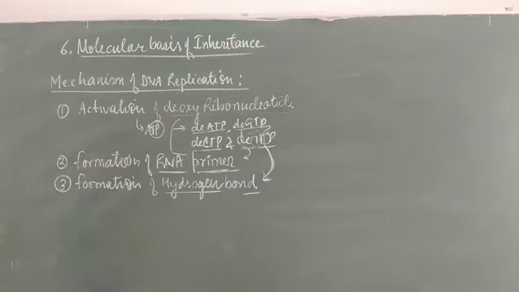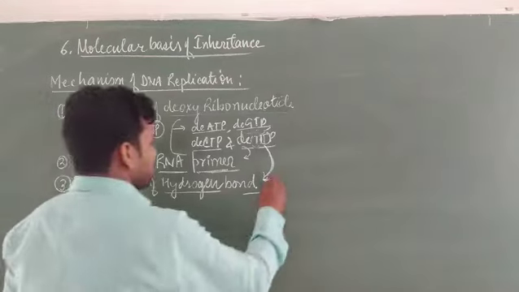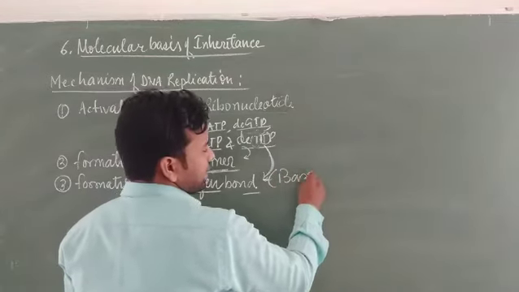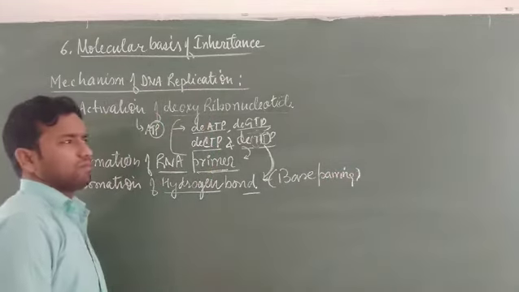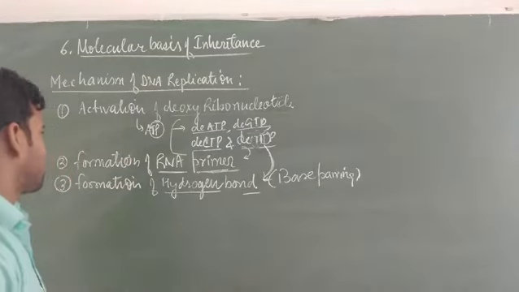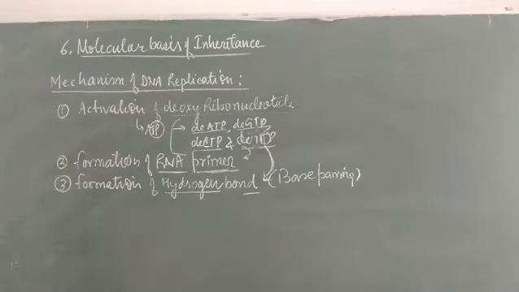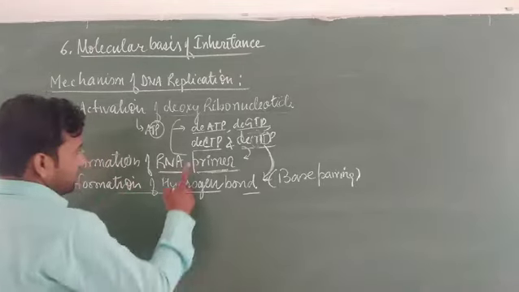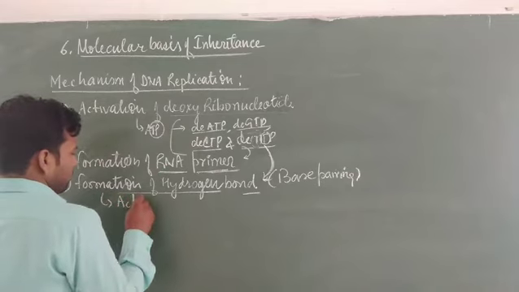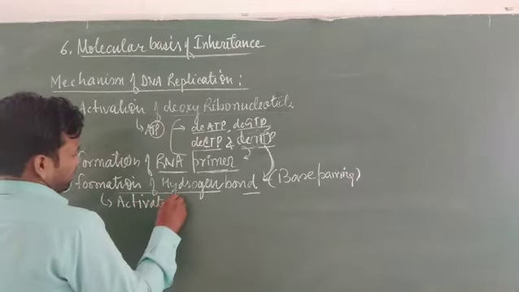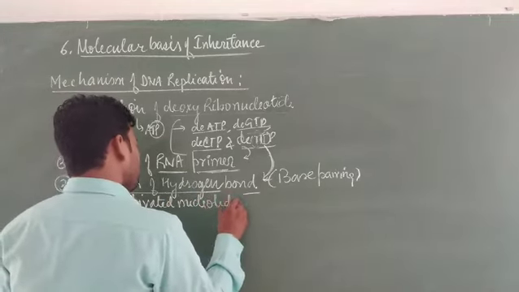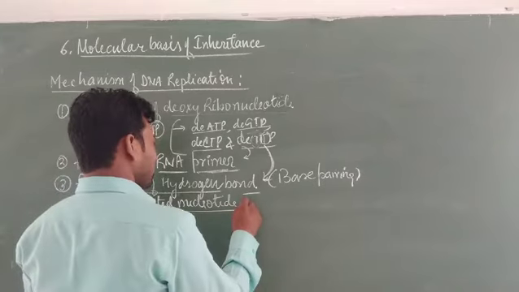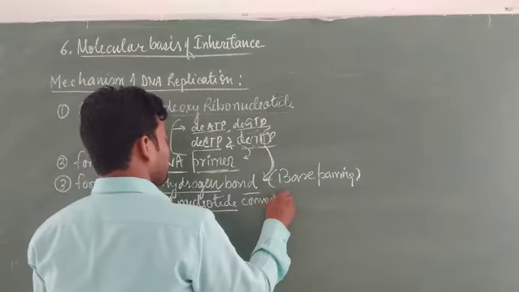Now the fourth one is the formation of hydrogen bond, which is also called base pairing. If I explain this by preparing a diagram, then you will understand well, students. Due to formation of this hydrogen bond, the activated nucleotide, meaning the triphosphate form, converts into the mononucleotide.